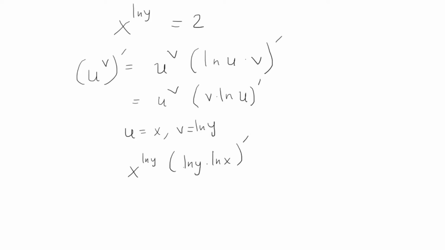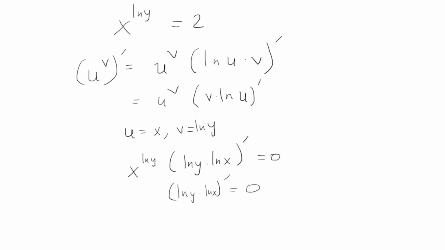And then we're going to take the derivative of the parentheses. So that's the left side. And then we have to take the derivative of 2, which is 0. Now I can divide both sides by x to the ln of y, and I'm allowed to do that because that is never going to be 0. If x to the ln of y was 0, you could never divide by it. So I can do that in this case. So we have the derivative of ln of y times ln of x equals 0.